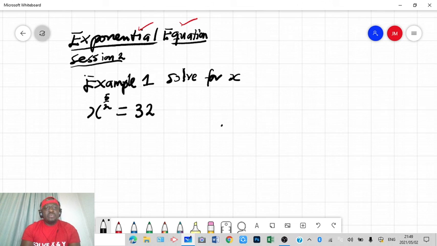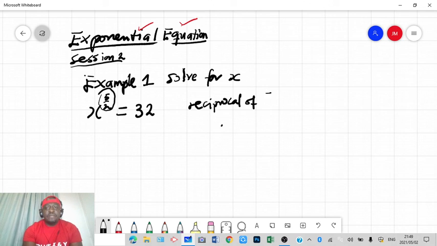So with this example, looking at your left side and your right hand side, on the left hand side you have a base with an index of 5 over 2. So the idea is to get rid of that index 5 over 2. How to do that? The mathematical approach is to reciprocate. You're going to use the reciprocal of 5 over 2, which is going to be 2 over 5.